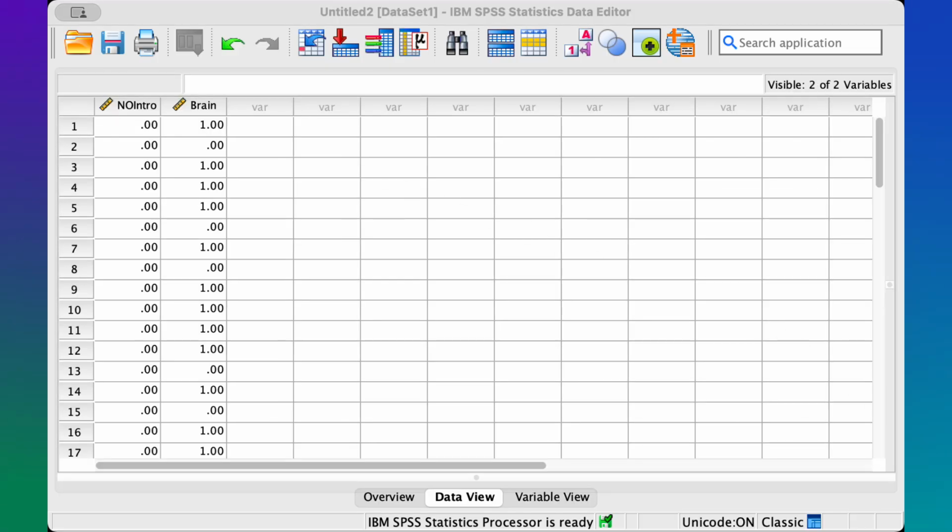So once all 40 rows are filled in, you are ready to run the analysis. From the top menu, click Analyze, and then hover over Descriptive Statistics. From there, you're going to select Crosstabs.